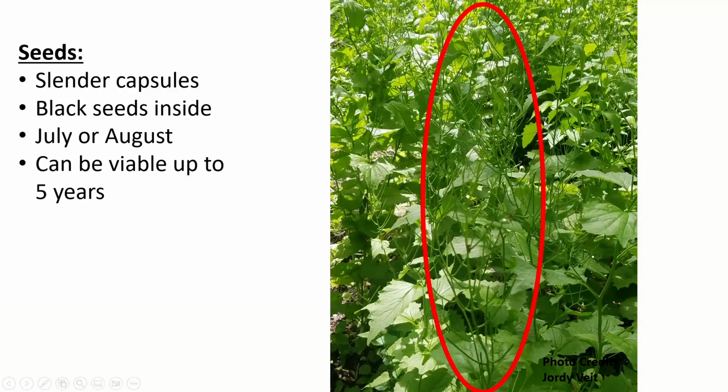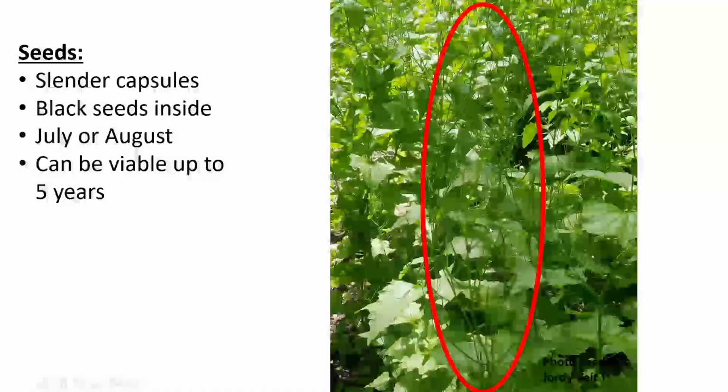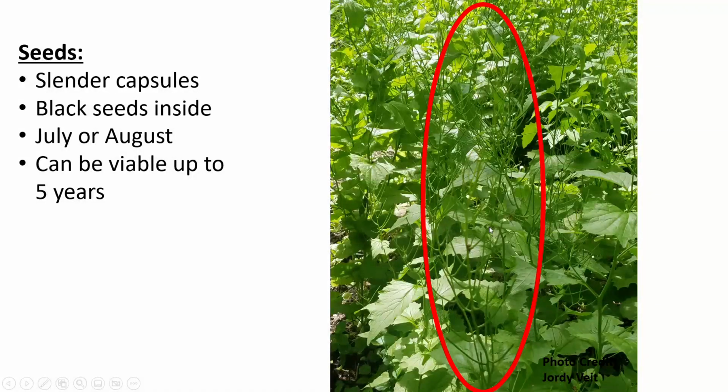Seeds are found in these green slender capsules. We saw some of those starting to form on one of the previous pictures. In the red circle, I've tried to highlight what they look like here. It kind of blends in with this, but these are some of the seed capsules. Inside there, you will see black seeds. They're kind of shiny as well.